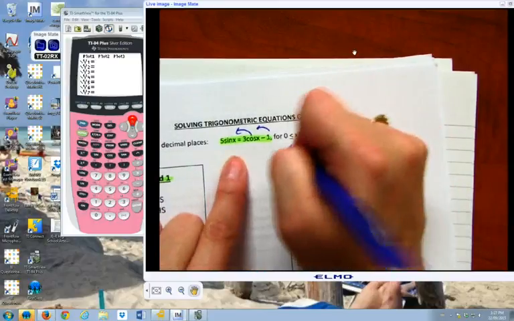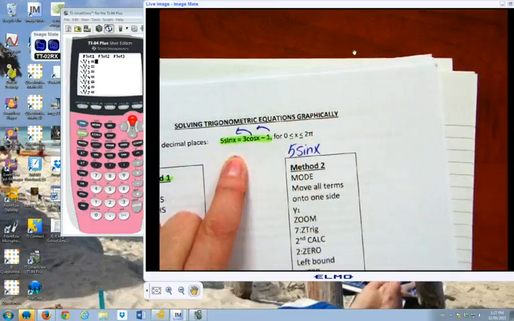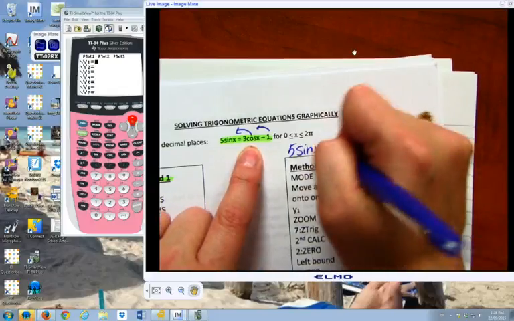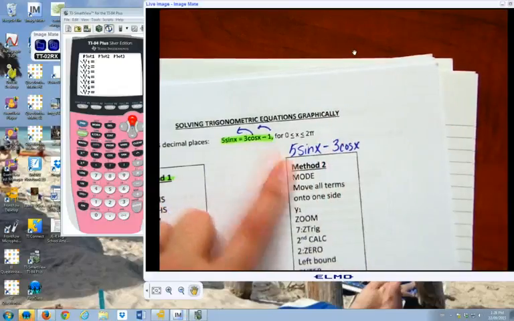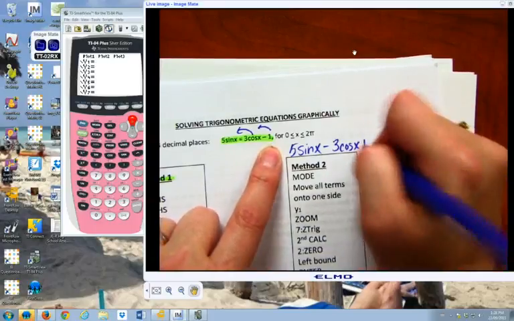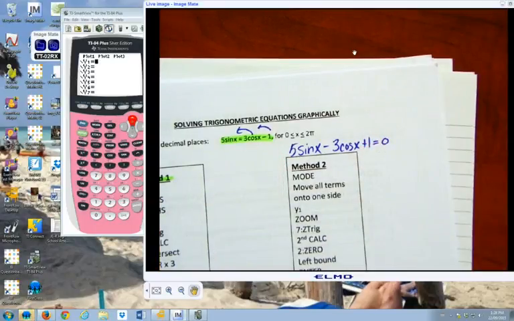I'm going to leave the 5 sine theta or sine x where it is. How do I move this 3 cos over? Right now I'm adding it, so the opposite of adding is subtracting. So I'm going to subtract it off each side. And how do I get rid of a subtraction of 1 or a negative 1? I'm going to add. That's for method 2, you have to do a little bit of algebra to start with. All I did was make one side equal to 0.